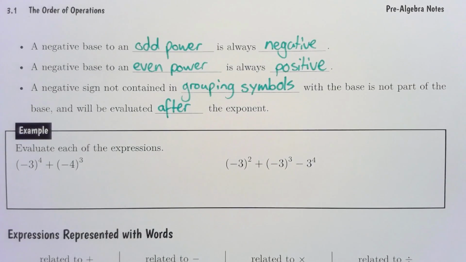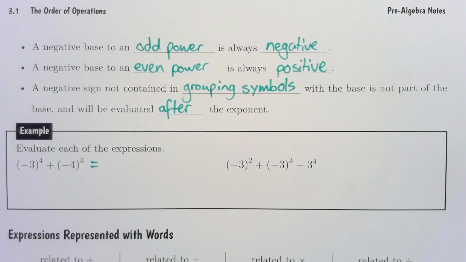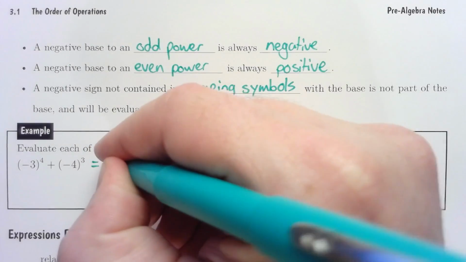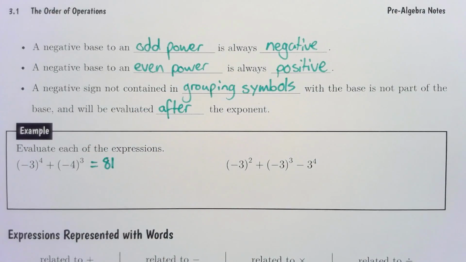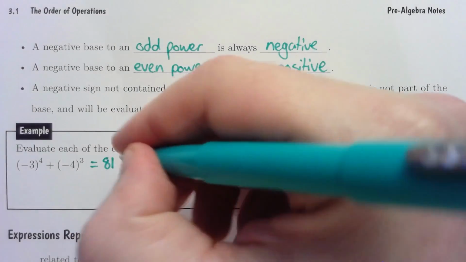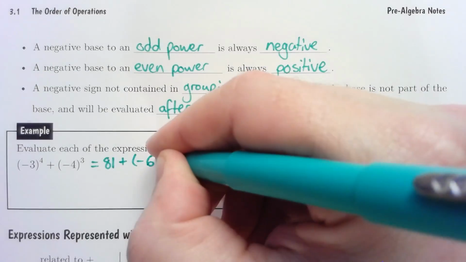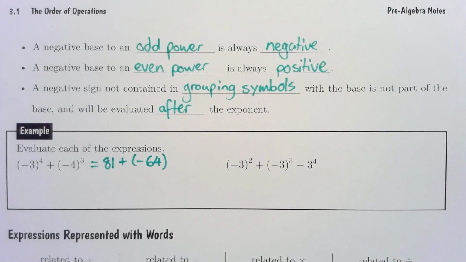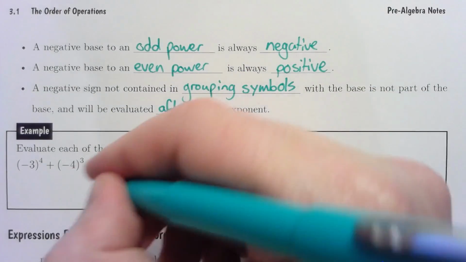Let's do some further examples. So if I have negative 3 in parentheses to the power of 4 plus negative 4 in parentheses to the power of 3, let's evaluate these one step at a time. So we can do our exponents first. Negative 3 to the power of 4 will be positive because that's an even power. So this is 81. Negative 4 to the power of 3 will be negative because it's an odd power. So that's negative 64. And we can add those to get 17.